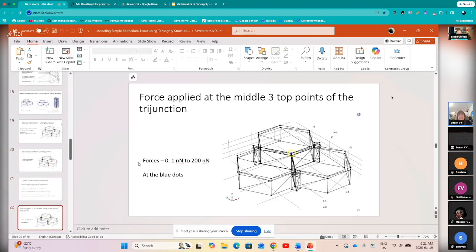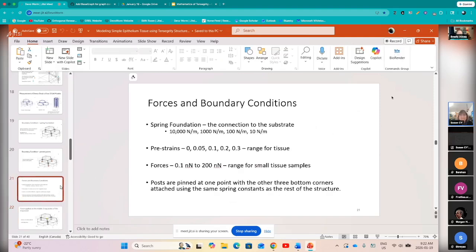Did I show that? Yes. Okay. I applied the force to the top and the middle, at the 3 top points of the middle of the structure. If you zoom in on it, there are 3 points here. Anyway, that's what I did.